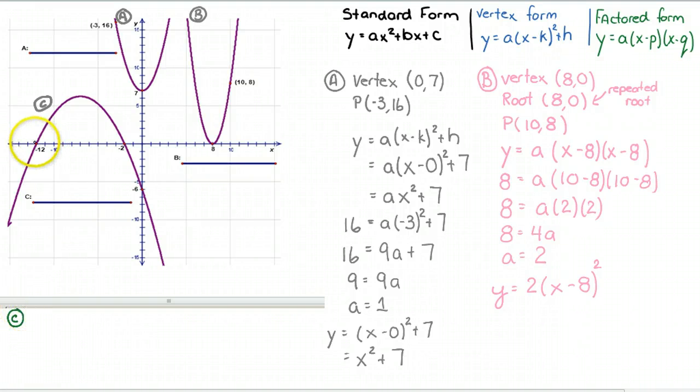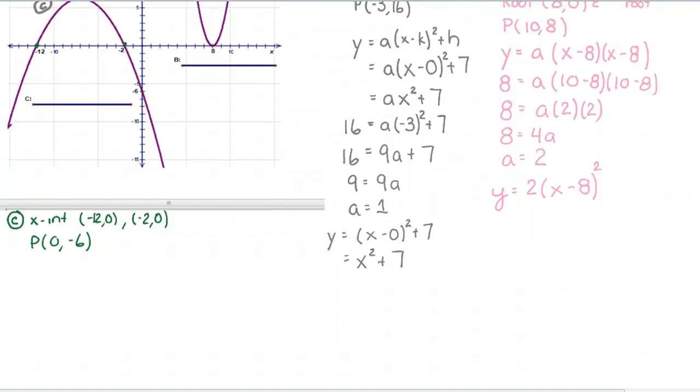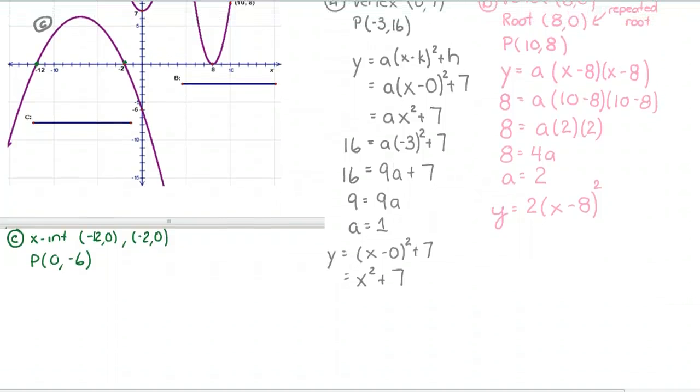And so what I note here right away is that, in fact, I have the two roots, which is awesome. So I have the x-intercepts, we can say, and the x-intercepts occur at negative 12, 0, and negative 2, 0. I also have a point which is 0, negative 6. Let's scroll this down just a little bit, shall we? That's a little better. So now, since I have the x-intercepts, I'm going to set up my factored form.